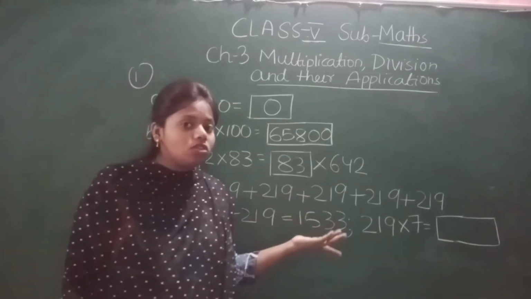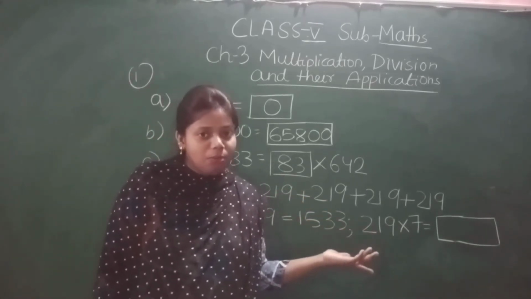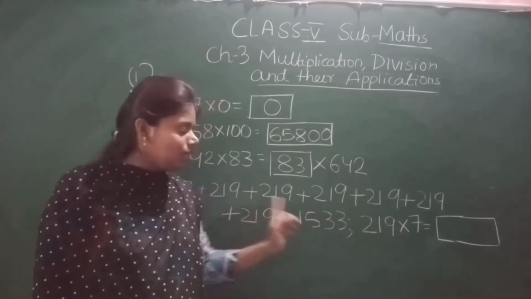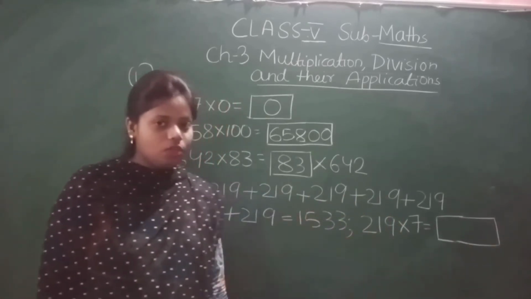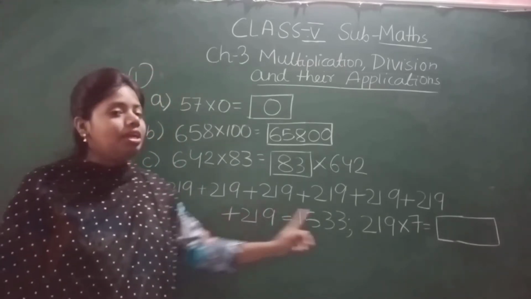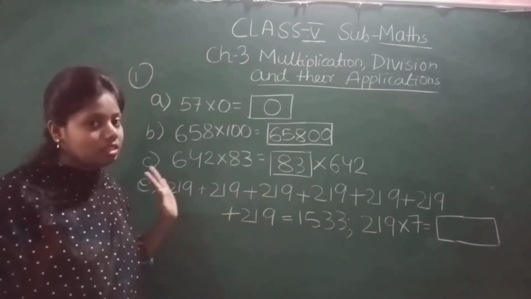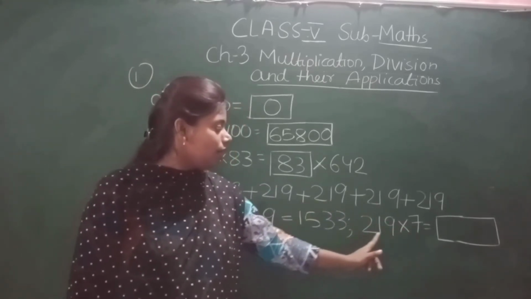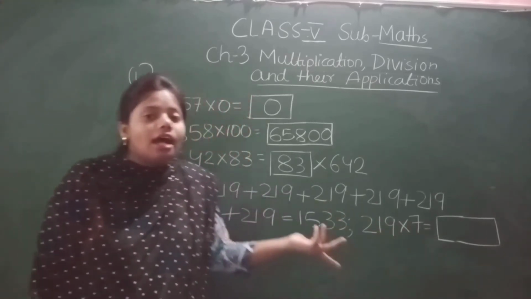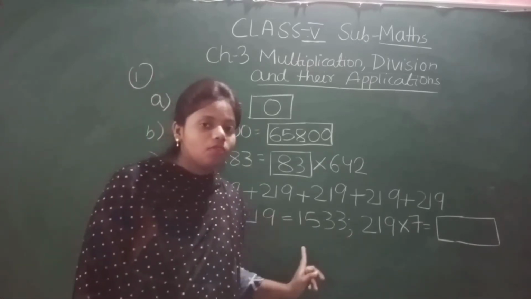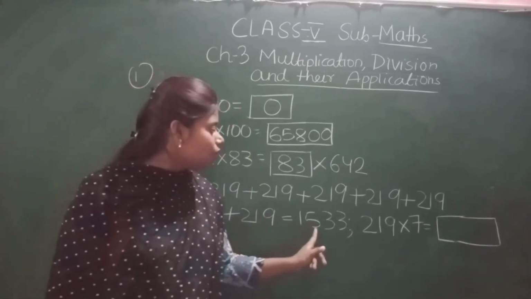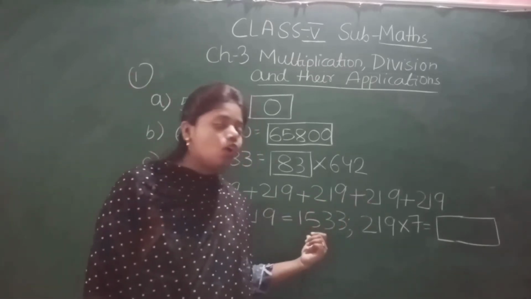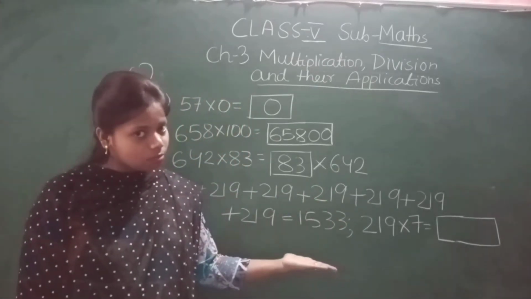So without addition also we can get the answer simply by multiplication. Okay, so see here. What is the same? 219. So 219 will be here. Now how many times is this 219 repeated? 7 times. Okay, that is why 7 is here. So 219 into 7 will be what? The answer will be the same as this one. What is the answer? 1533. Okay, because they have added this already and got 1533.